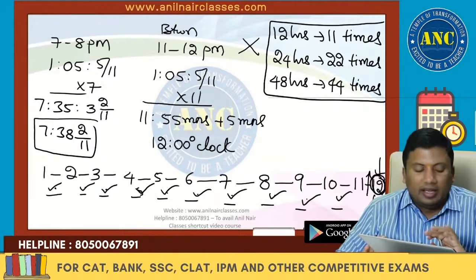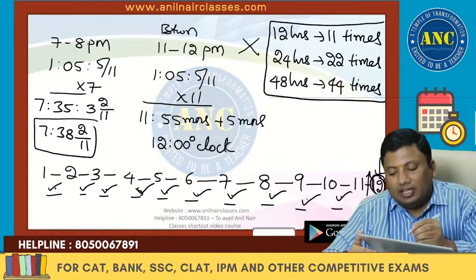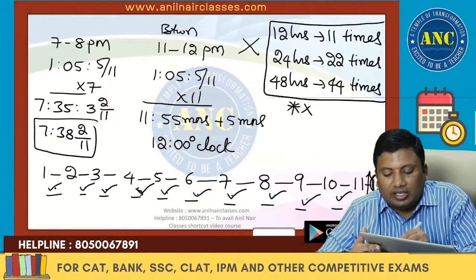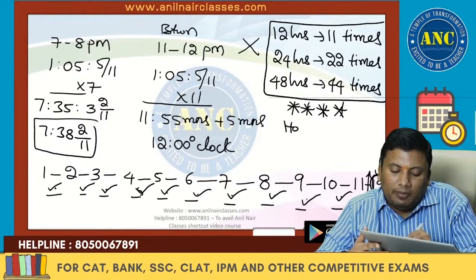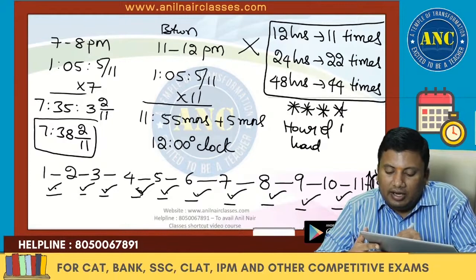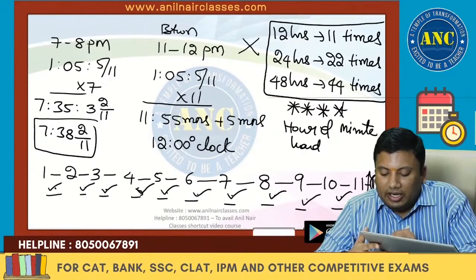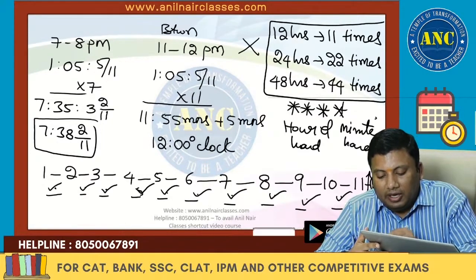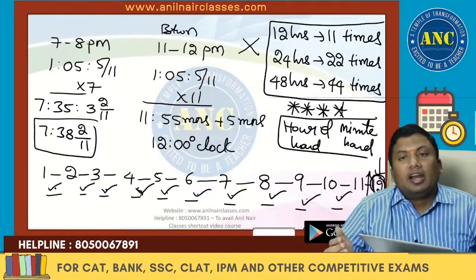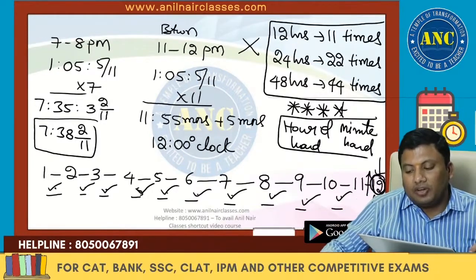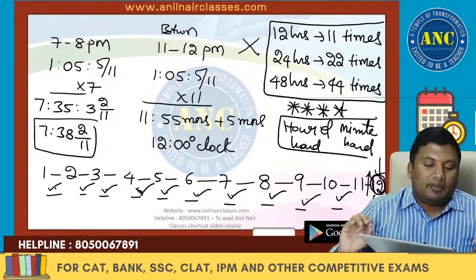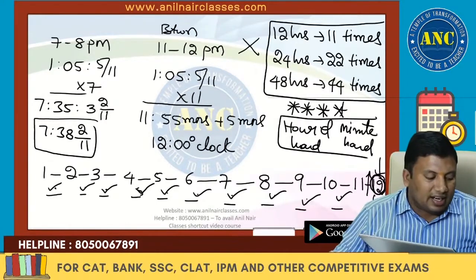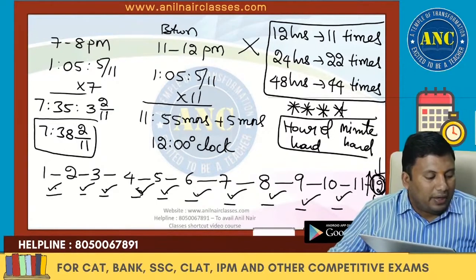So totally, this is the most repeated question that is asked in various aptitude exams. Both the hour hand and minutes hand will coincide 11 times in 12 hours, 22 times in 24 hours, 44 times in 48 hours. I hope this idea is clear.